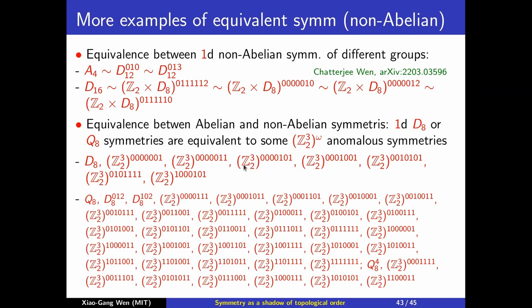And this Z2 cubed abelian symmetry with anomaly would correspond to, I think, a dihedral group of 8 elements. It's not an abelian group. Then similarly, Z2 cubed with a different anomaly, you can see this anomaly is slightly different, can become equivalent to the quaternion group, a non-abelian group. So this non-abelian group can be realized by an abelian group with a proper anomaly, and they are equivalent. So those kinds of things can happen.